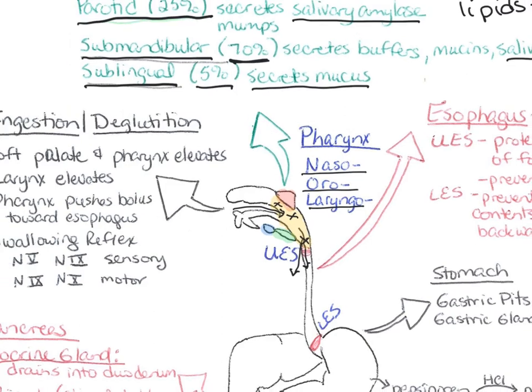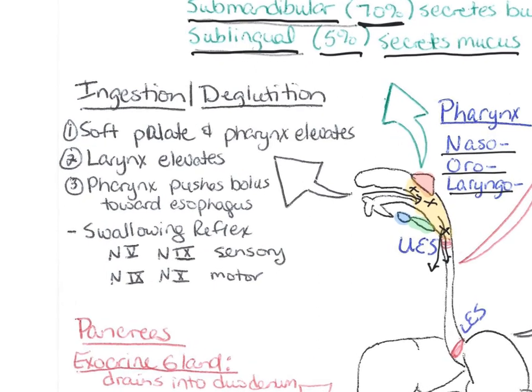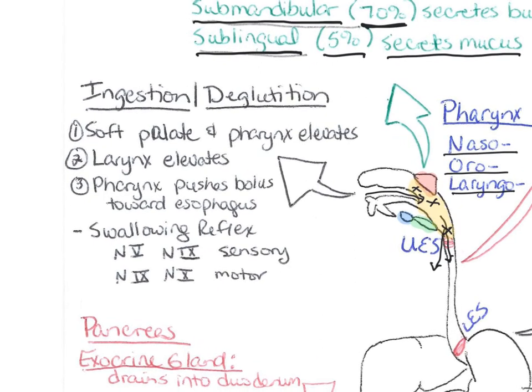But let's first look at what swallowing entails. So another name for swallowing is deglutition. That is the medical terminology for swallowing. What happens is that first the soft palate and the pharynx elevate. Okay, so they both elevate. And then the larynx will elevate. And then the pharynx will push the bolus of food down towards the esophagus. Okay, so there's just 3 little phases there that occur.